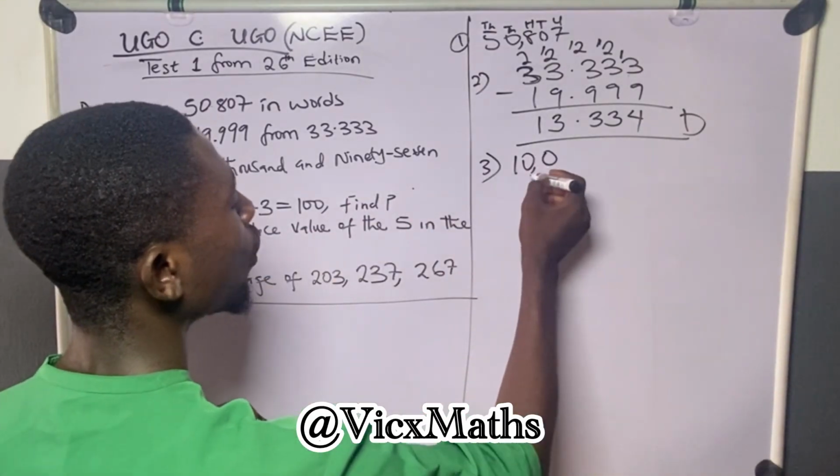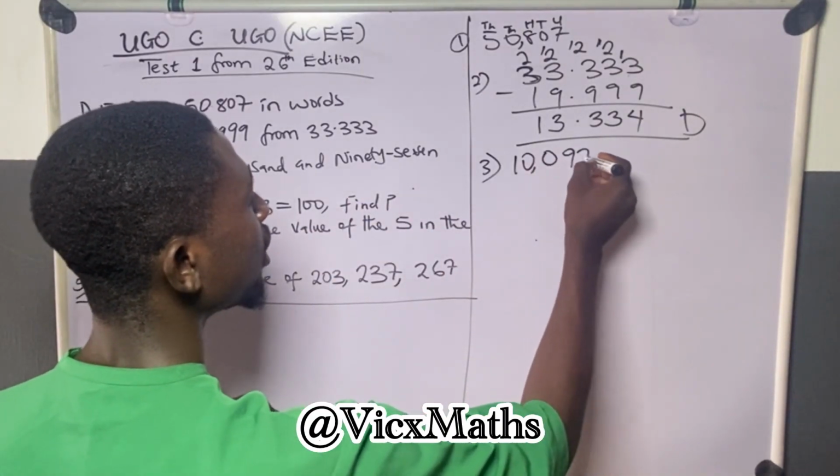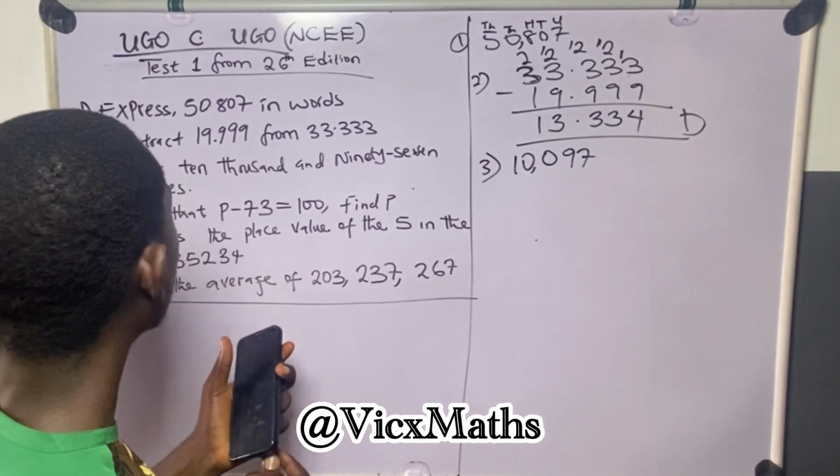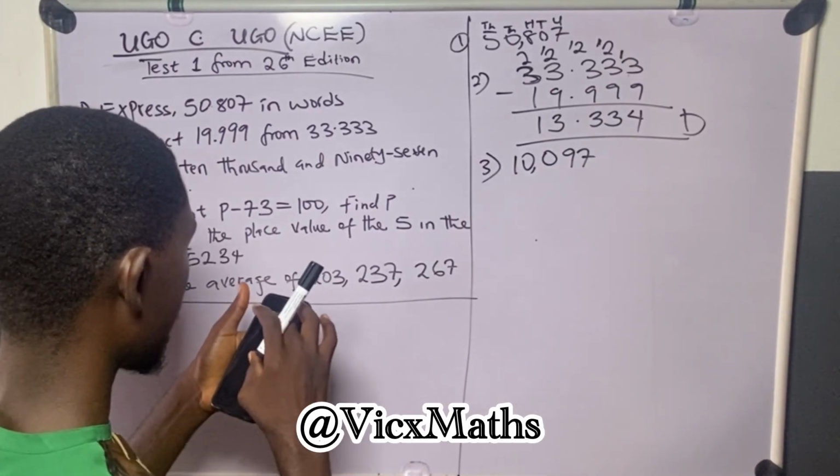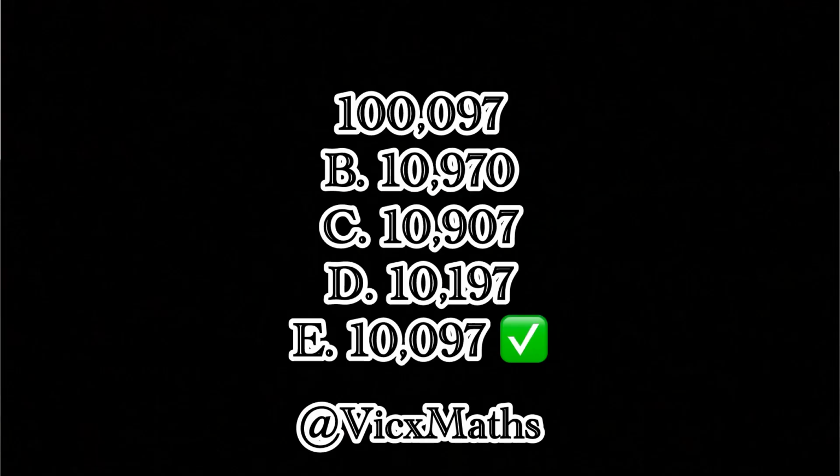10,097, not under 100. So what we have is 97. Let's go to the options and note which one satisfies our answer. The answer is option E, which is 10,097.